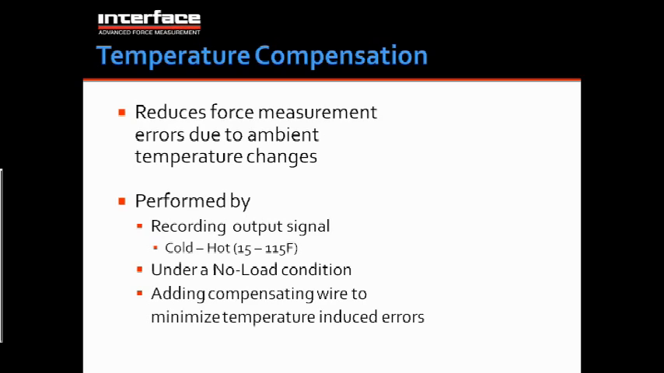We do this again by recording the output signal while we change the temperature around the load cell. The typical range would be about a 100 degree difference. Typically we go from 15 to 115 degrees F. Unlike moment compensation, in the case of temperature compensation, there is no load applied to the load cell. So what we're doing is basically obtaining the changes of the electrical signal out of the load cell as they fluctuate with changes in temperature under a no load condition. After the output values have been analyzed, we add compensating wire to the bridge in order to minimize these temperature induced errors.